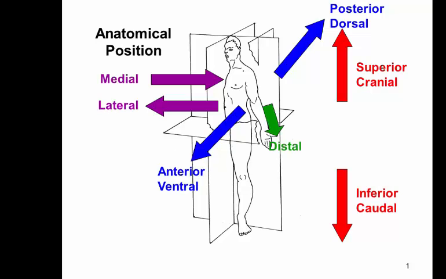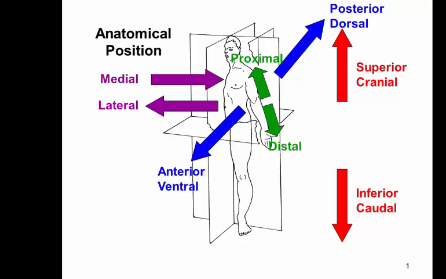The next set of terms are the terms proximal and distal, and we typically use these for describing the location of structures in the upper limb and the lower limb, because the terms proximal and distal refer to the location of structures relative to where the limb joins onto the trunk of the body. So proximal refers to structures closer to that attachment of the limb to the trunk, and distal refers to structures located away from that attachment of the limb to the trunk.